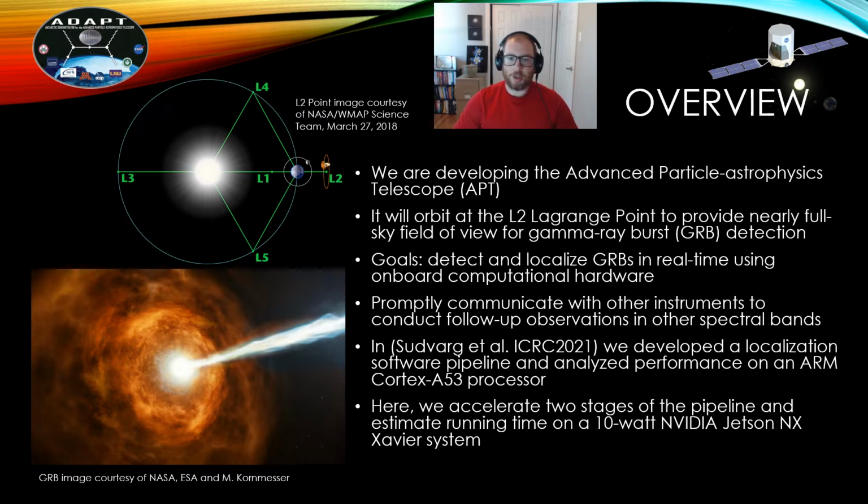Because this detection and localization is in real time, this will allow APT to promptly communicate its observations with other instruments, including telescopes on Earth, which can then immediately point at the GRB source that's been localized by APT and perform observations in other spectral bands. In prior work, we developed a localization software pipeline and analyzed performance on an ARM Cortex-A53 processor. In this work, we've accelerated 2 stages of the pipeline on a GPU, and we estimate the running time on a 10-watt NVIDIA Jetson NX Xavier system.